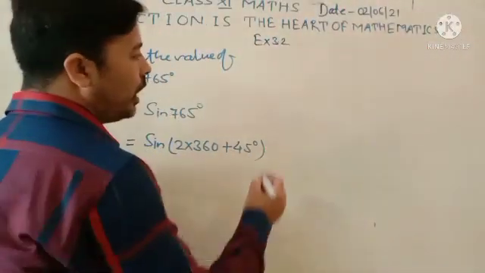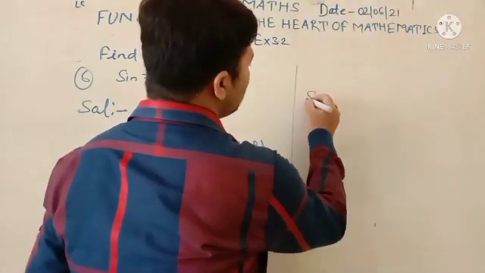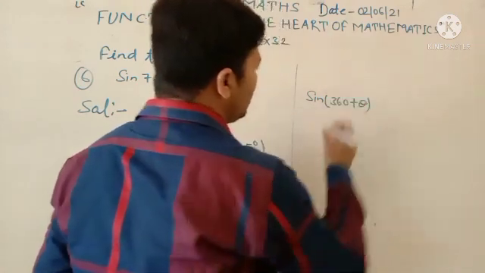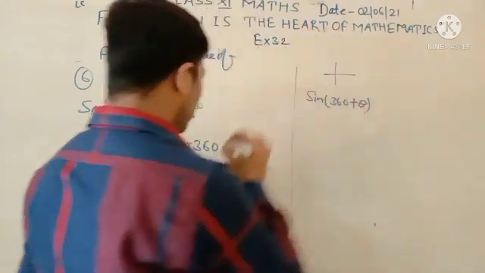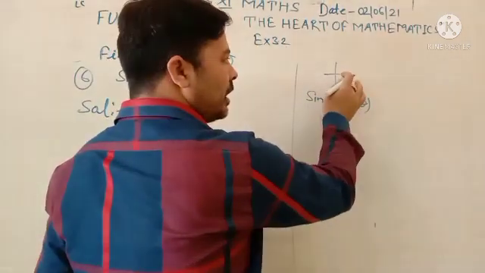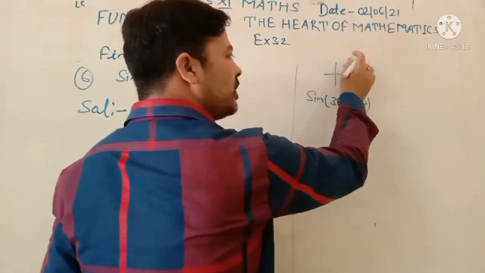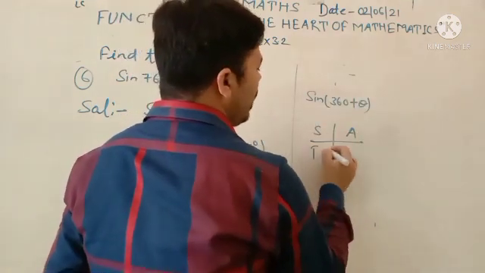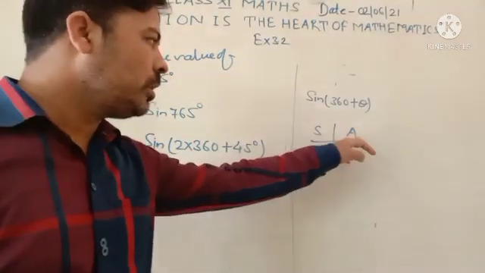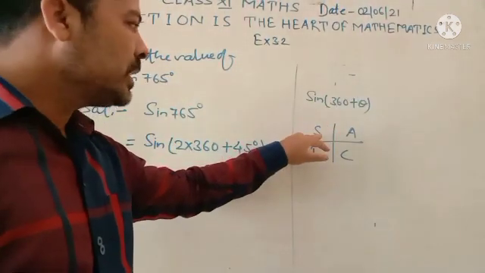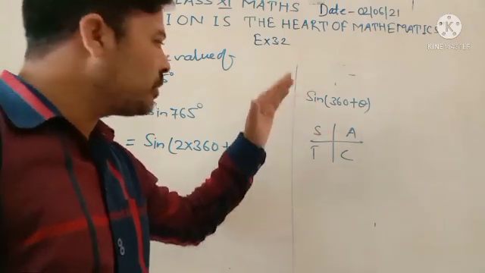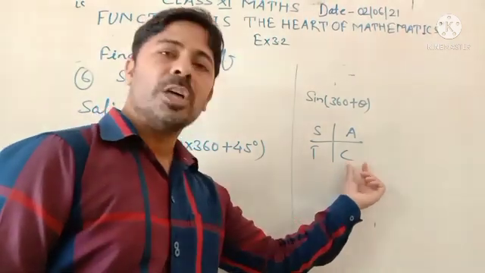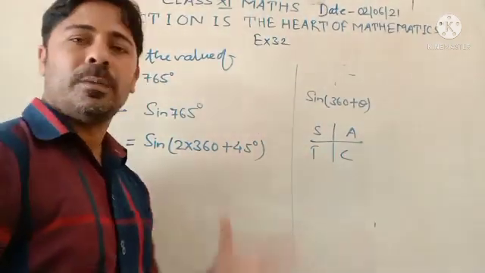Now you have a formula. If it is in the 360 degree, then sin (360 plus theta). See here, 360 plus theta goes in the first quadrant, and in the first quadrant all the trigonometric ratios are positive. In the second quadrant, sine and its reciprocal are positive. In the third, tan and cot are positive. In the fourth, cos and sec are positive.